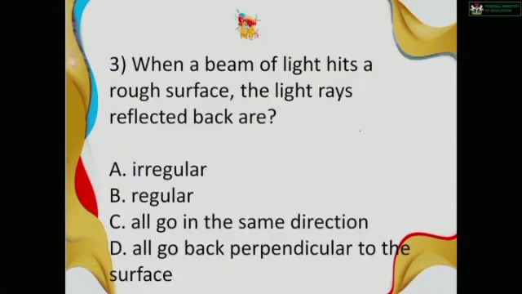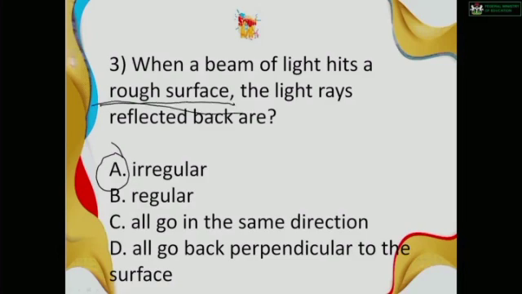Moving on, question 3. When a beam of light hits a rough surface, the light rays reflected back are A. Irregular, B. Regular, C. all go in the same direction, and D. all go back perpendicular to the surface. Now you know from the first question that the correct answer will be A. Irregular, because it is falling on a rough surface.